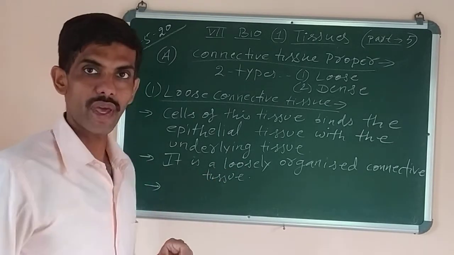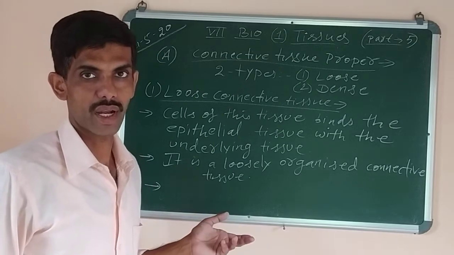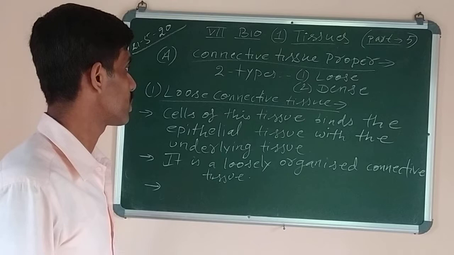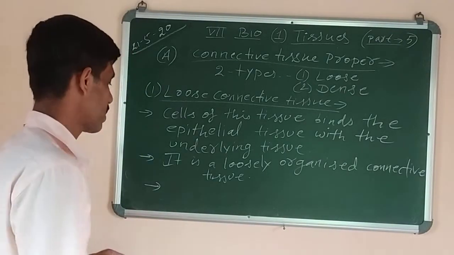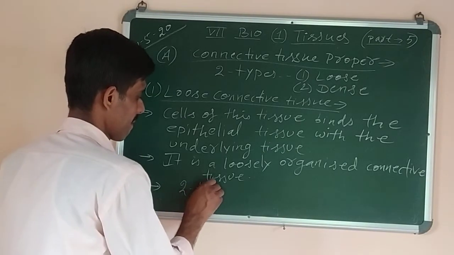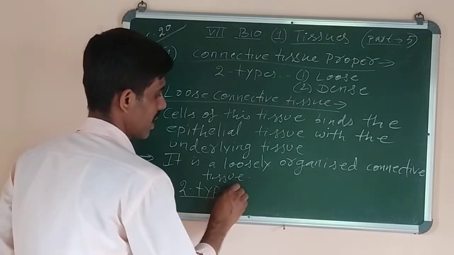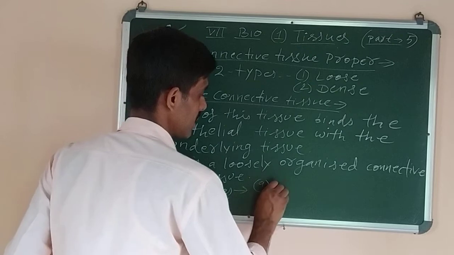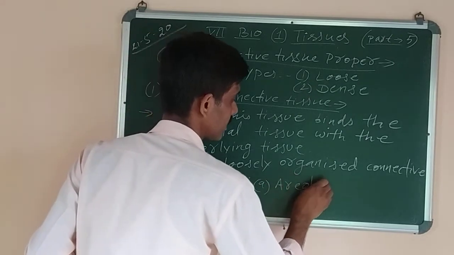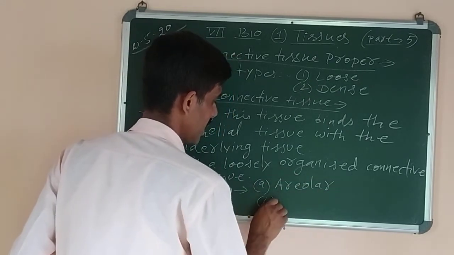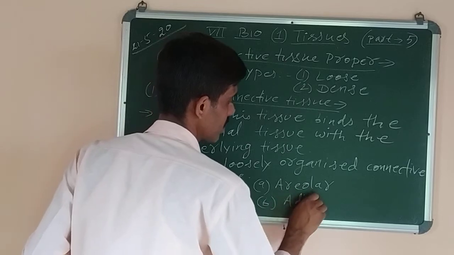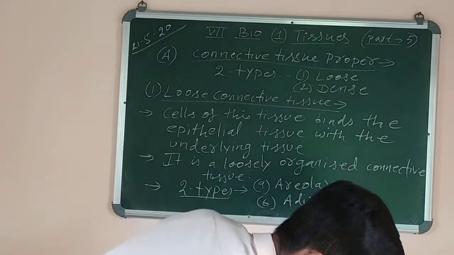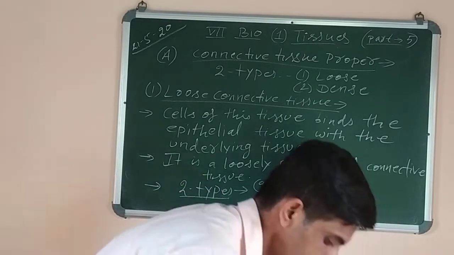Now, where is it present? It is present in the skin and different parts that we will study under the types. How many types of loose connective tissues are there? It is of two types. What are they? So here now I can write A and B. Number A, it is areolar connective tissue, and number B, it is adipose connective tissue. Okay, areolar and adipose connective tissue.